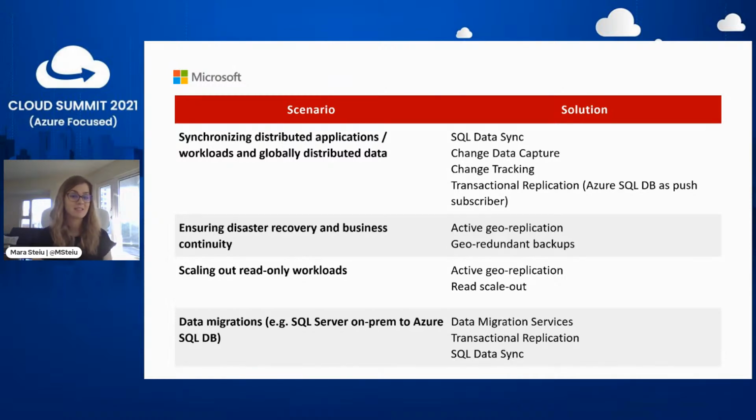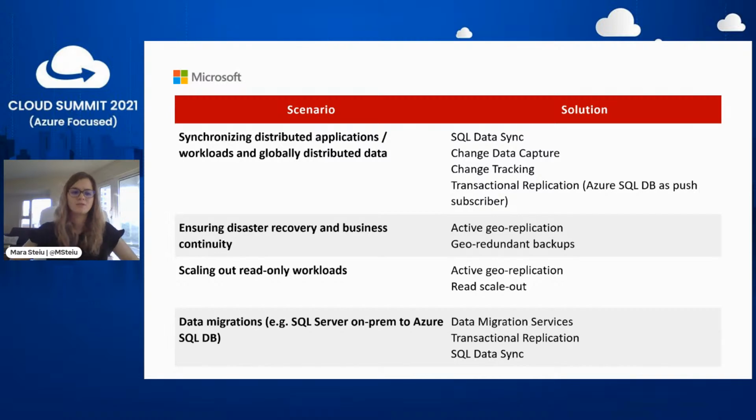And then on the business continuity side, this refers to the procedures enabling you to continue operating in face of disruption. So if there is a data center outage, application upgrade, anything like that, there are some solutions. Unfortunately, we don't have time to go into this today. Then you might want to scale out your read-only workloads. So you want to offload read-only workloads instead of running them on the read-write replica for performance purposes.